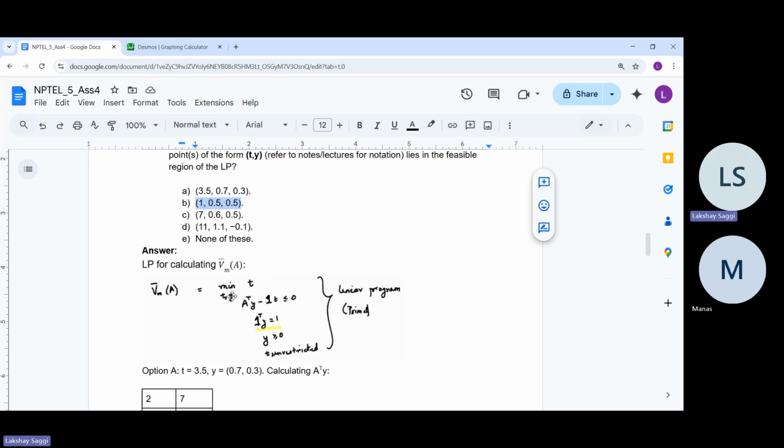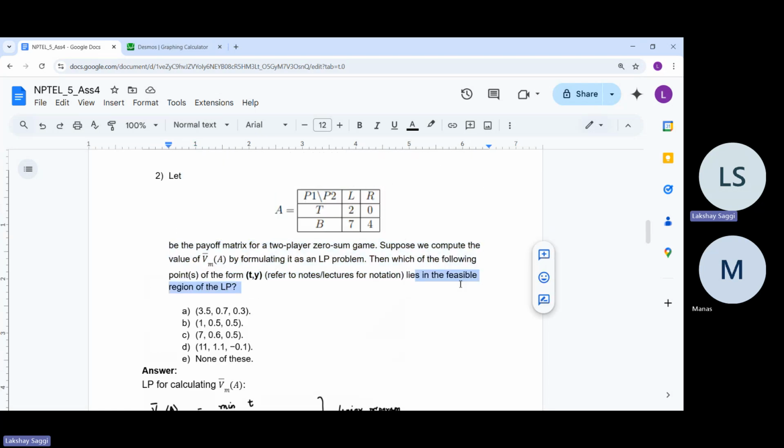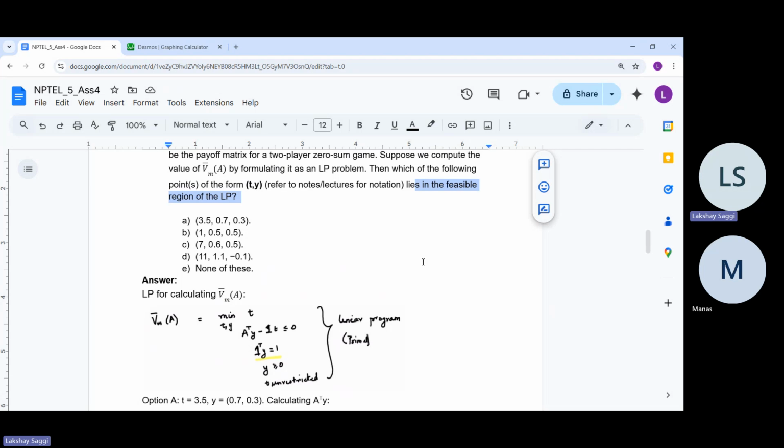We really don't want to optimize the objective function. What we just want is to check the feasibility. And what do we mean by feasibility? By feasibility, we just mean we want to check whether these constraints are followed by these points or not. These set of constraints are followed or not.